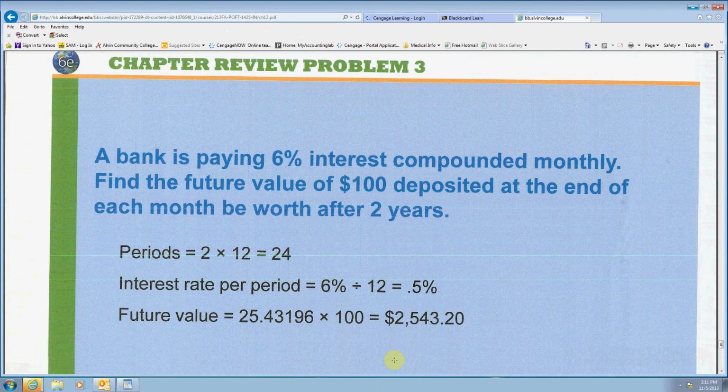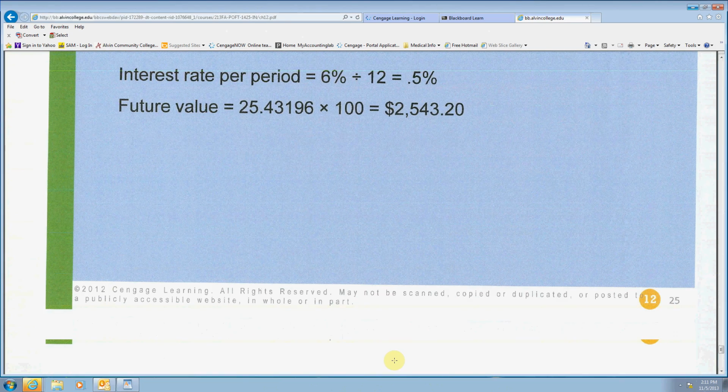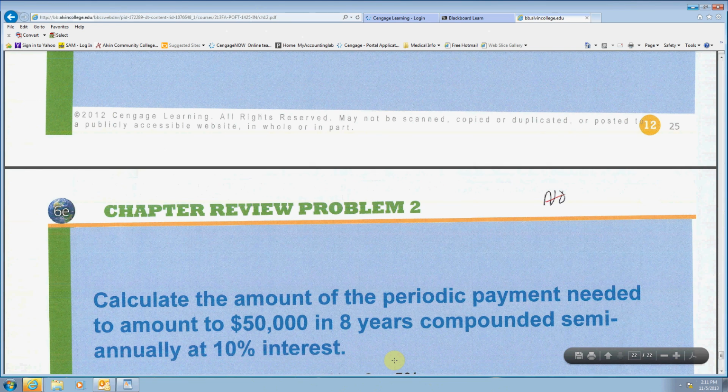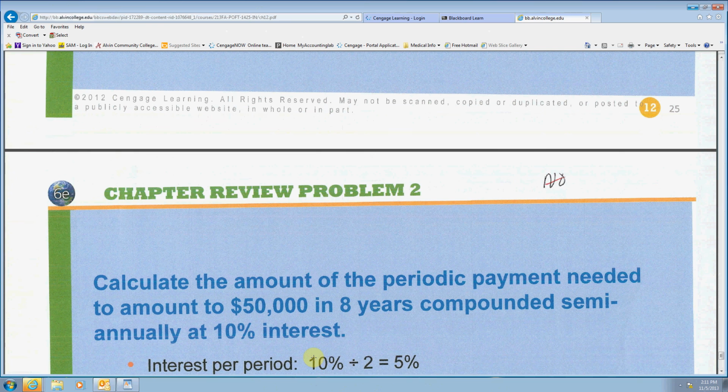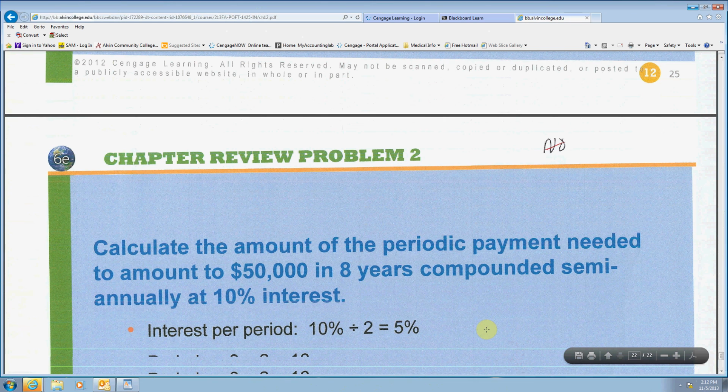Our last one is calculate the amount of the periodic payment needed to amount to $50,000 in 8 years, compounded semi-annually at 10% interest. So this is like a sinking fund, because we want $50,000 in 8 years, semi-annually, 10%. So we need to find out what is our rate. 10% divided by 2, 5%. Number of periods, 8 times 2 would be 16.